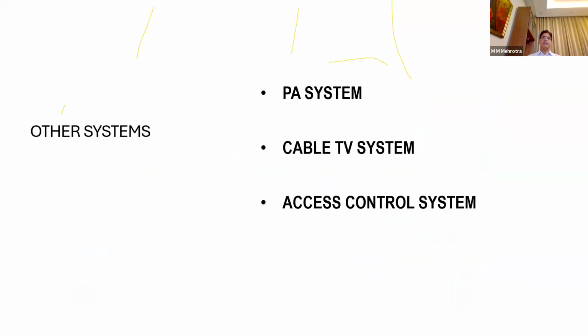Other than what facilities are there in a multi-story building, there will be a PA system, cable TV system, access control system. Like when you enter a premises, there is a guard sitting at the main gate. So there is an access control. Till he gives the signal, this barrier will not be lifted.